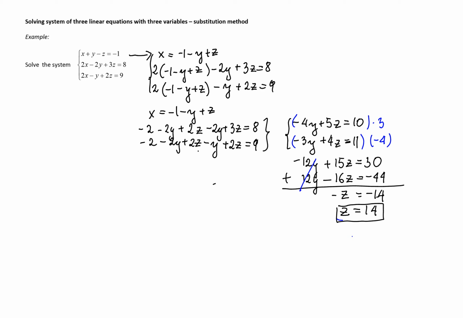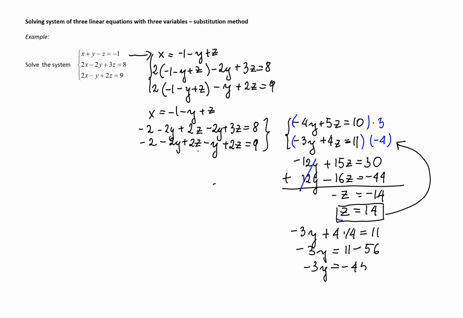Now we'll take the value of z and substitute it into one of the equations in the system of y and z. So for example, in the second equation, we'll have -3y plus 4 times z, which is 14, equals 11. That gives me -3y equals 11 minus 56, or -3y equals -45, and therefore after dividing by -3, we'll get y equals 15.